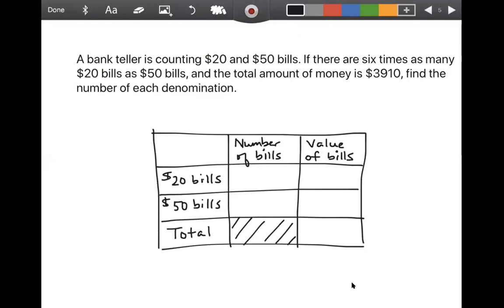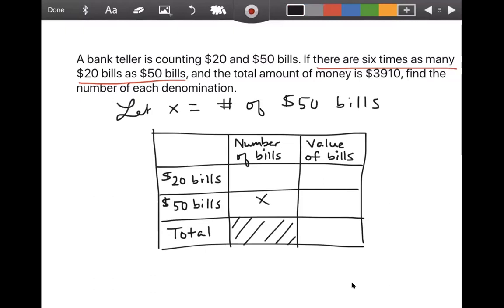So I think I need to jump right into defining my variables. Look here where it says there are 6 times as many 20s as 50s. So do you think it would make more sense to let X equal the number of 20s or the number of 50s? Well, technically you could do either, but I think it makes a little bit more sense to make X stand for the number of 50s. So X is going to go here.